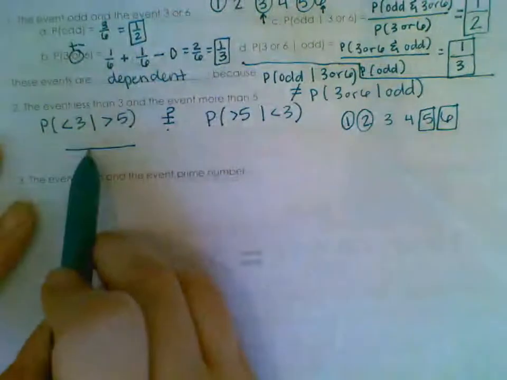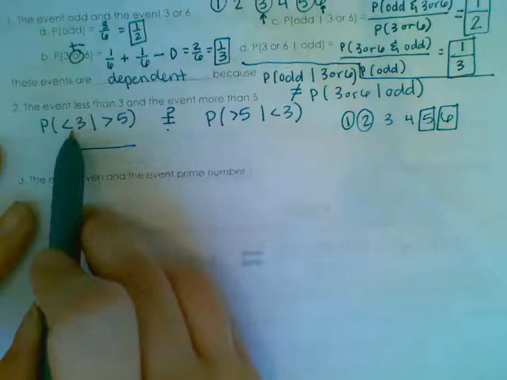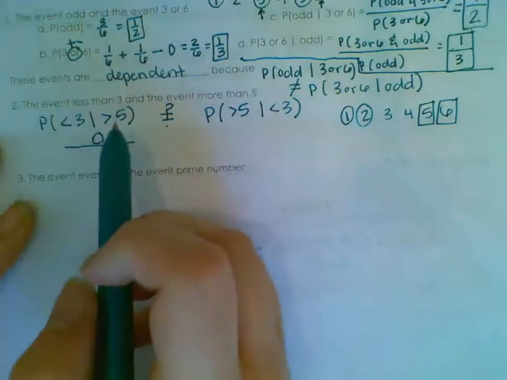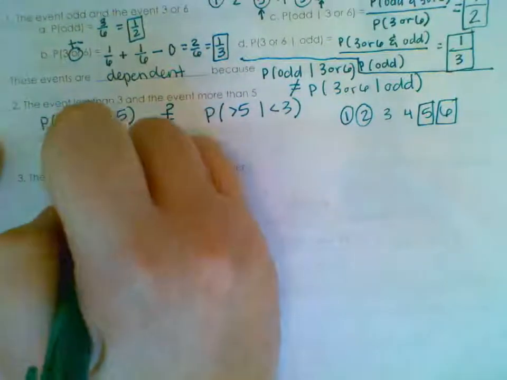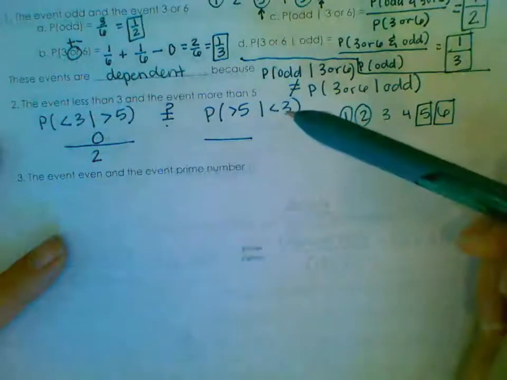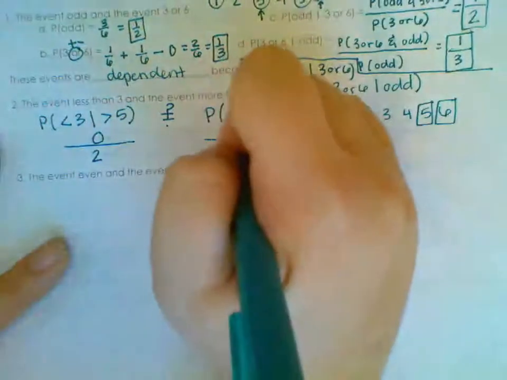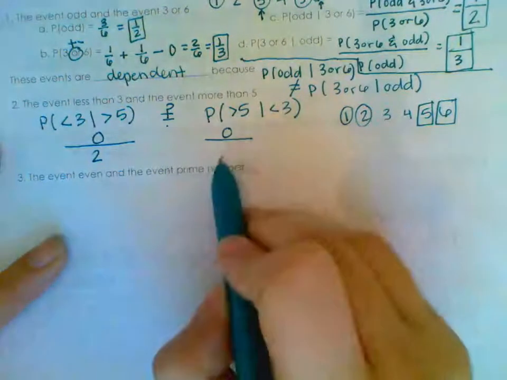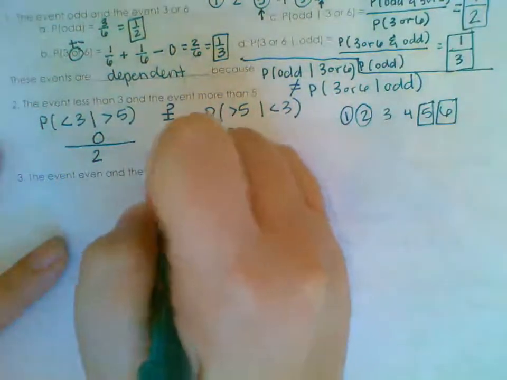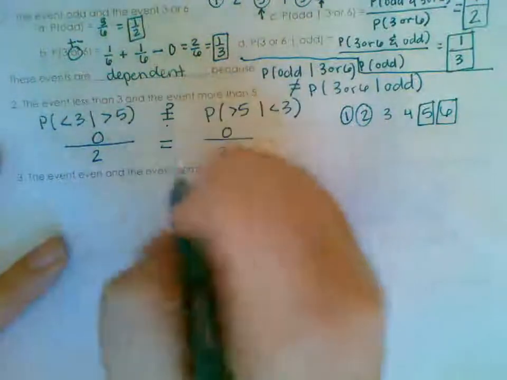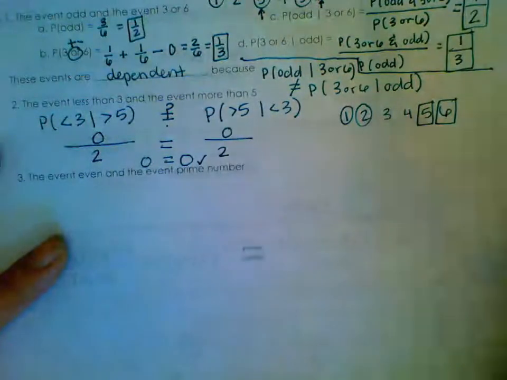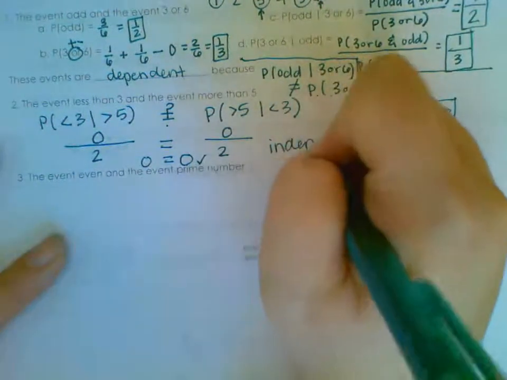Remember, your and is on the top. How many numbers are less than 3 and greater than 5? That's 0 numbers. Over greater than 5. How many numbers are greater than 5? 2. We want to see if that equals it switched the other way around. Here we still have 0 numbers that are greater than 5 and less than 3. On the bottom we have numbers that are less than 3. There are 2. Do these two things equal each other? Yes, they do. 0 over 2 is just 0, and that equals 0 over 2, which is just 0. So what does that tell you? These events are independent.